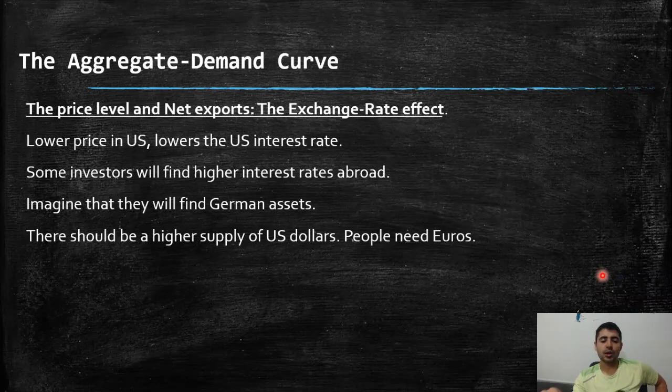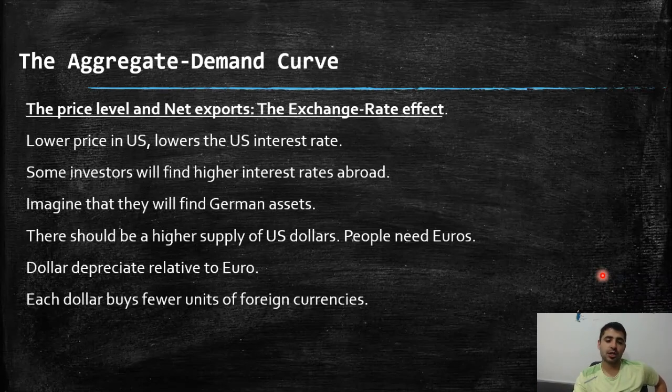So then it should be a higher supply of US dollars because they need euros to make those investments. So when we have more supply of this good, naturally the price is lower, so the dollar depreciates relative to the euro. Each dollar buys fewer units of foreign currency because, between quotation marks, the population is poorer.